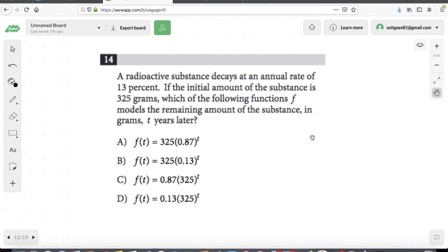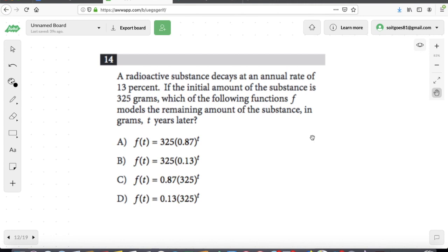So let's read question number 14. All right. A radioactive substance decays at an annual rate of 13%. If the initial amount of the substance is 325 grams, which of the following functions models the remaining amount of the substance in grams 2 years later?